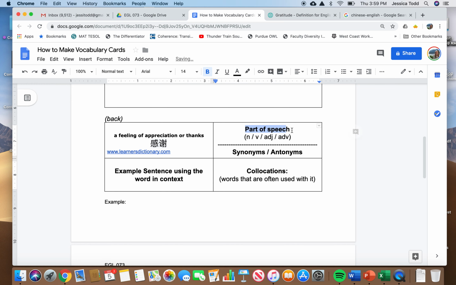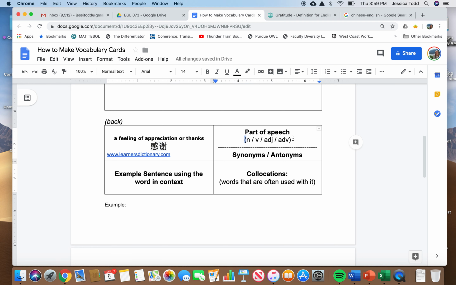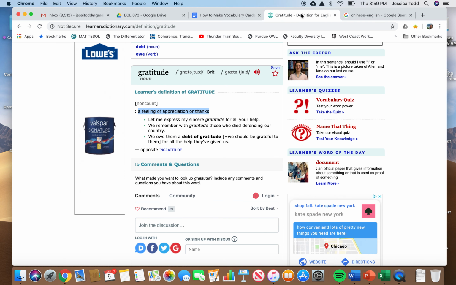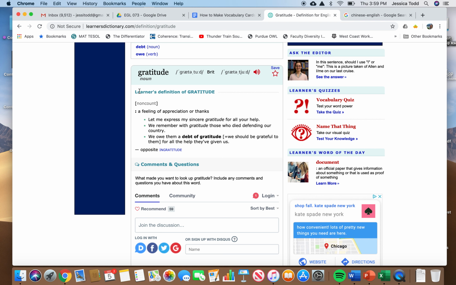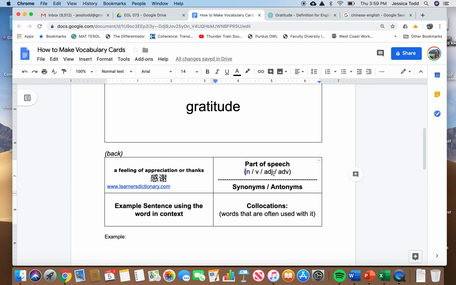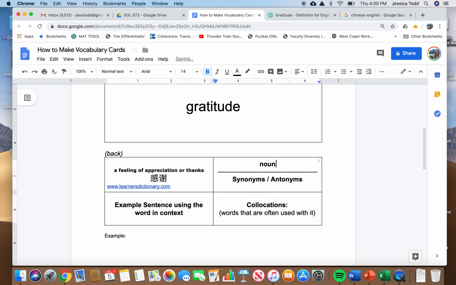Next up, we have the part of speech. Again, we can go back to the dictionary for this. We need to find out, is it a noun, a verb, an adjective, or an adverb? So I'm going to go back to Learner's Dictionary, and I'm going to look for the part of speech. Right under the word, they tell me, oh, it's a noun, okay? So that's really helpful because I usually know thankful, which is an adjective, right? Or a verb, to thank, but I don't know the noun yet. So I'm going to put noun.